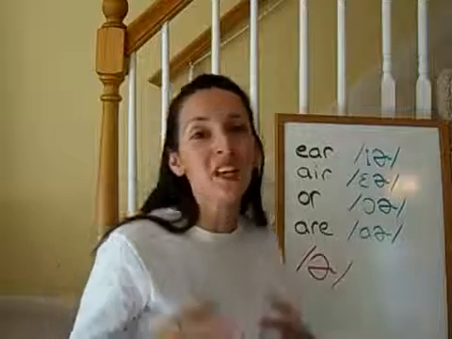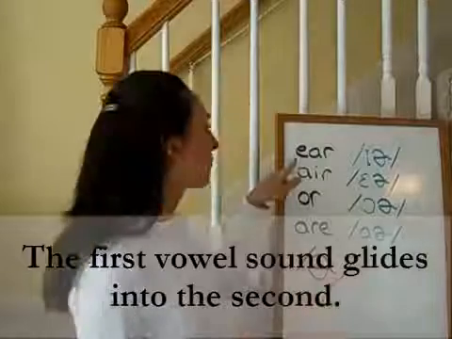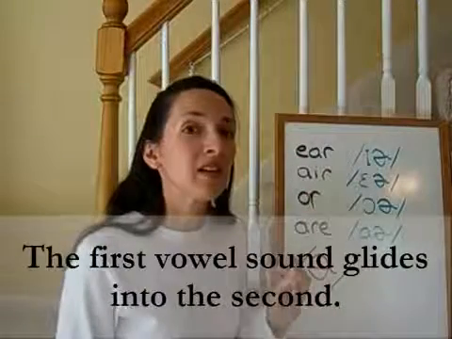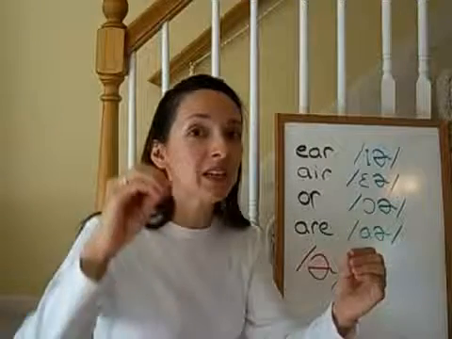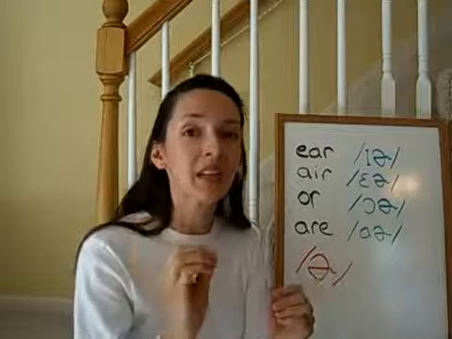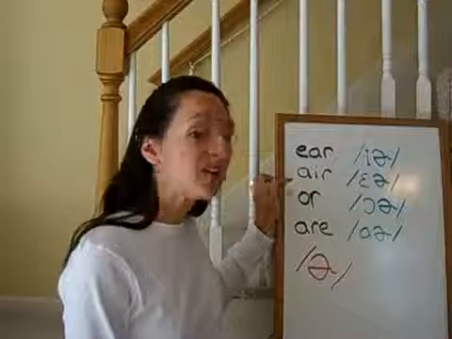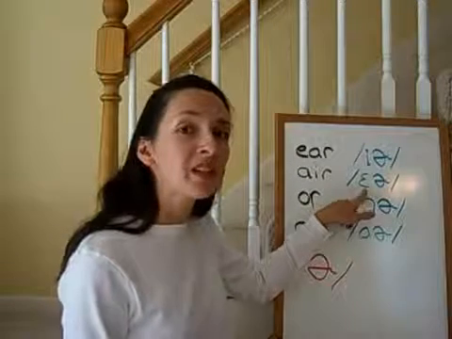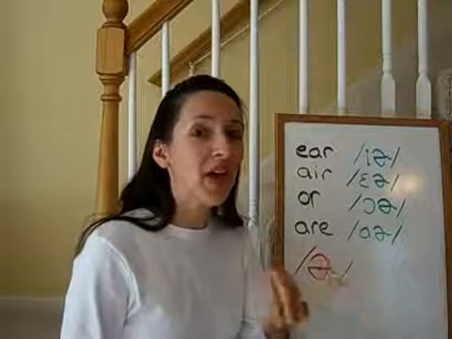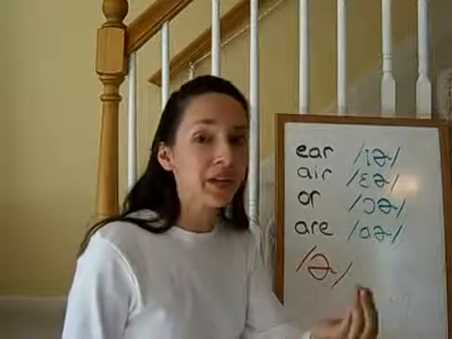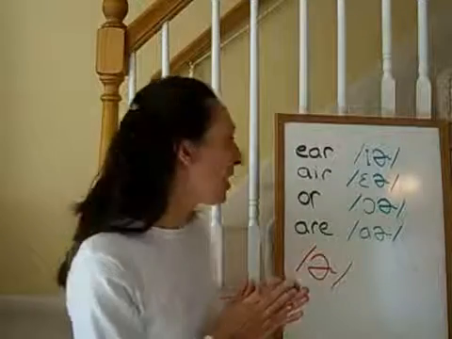What you're going to do is take the first vowel sound and glide into the R sound. So your first sound here is ee. Ee is going to glide into R: ear, ear. Get it? The second word is air. The first vowel sound in this word is eh, and it glides into R: air, air. And that gliding happens in the next two words as well.